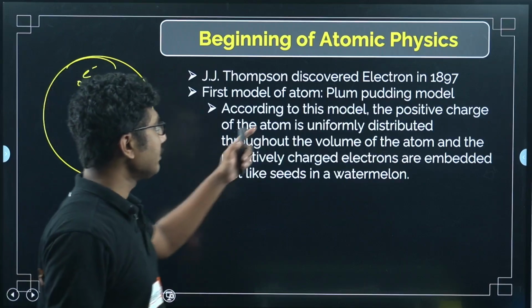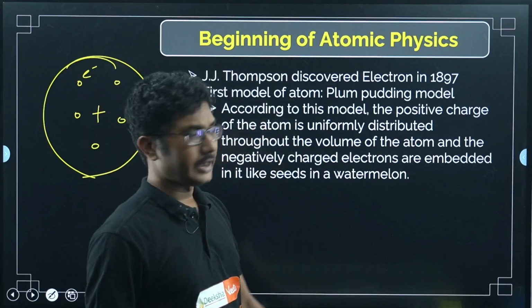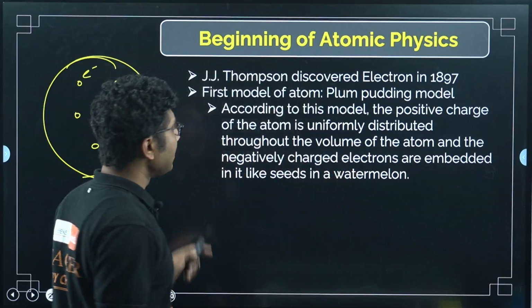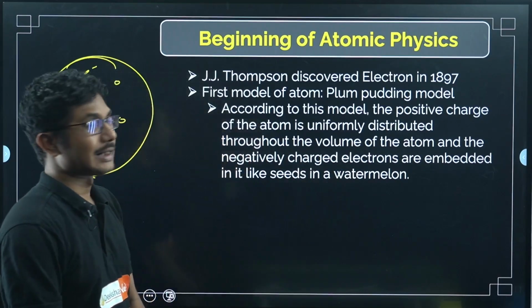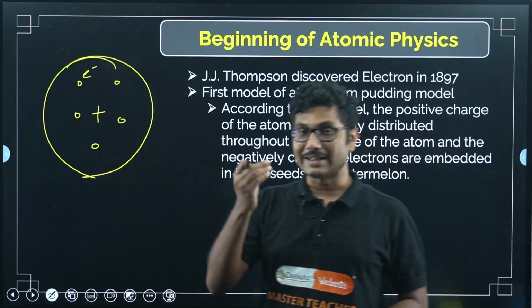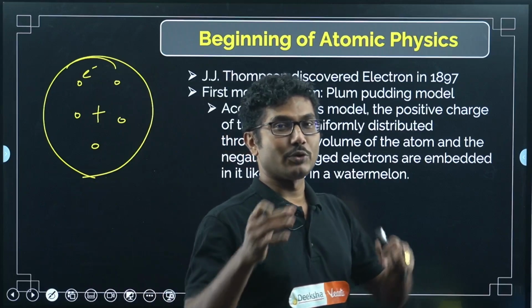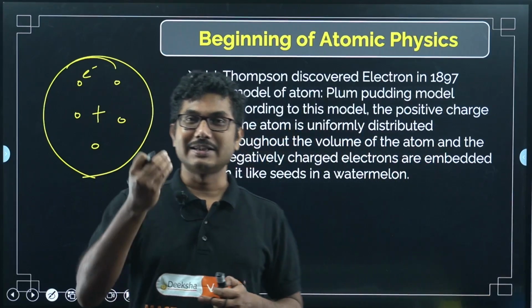According to this model, the positive charge of the atom is uniformly distributed throughout the volume of the atom, and the negatively charged electrons are embedded in it like seeds in a watermelon. If you cut a watermelon, you will see that the seeds are embedded throughout it. So the red portion of the watermelon is the positively charged atom and the seeds are electrons.